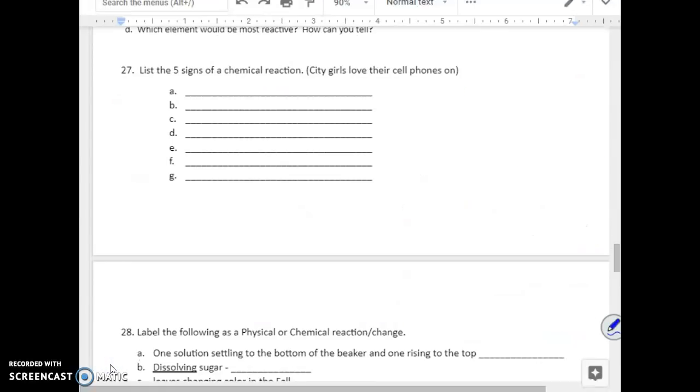Okay, number 27 is talking about the signs of a chemical reaction, and this says 5 signs. It's actually 6. We learned the mnemonic device: City girls love their cell phones on. The first C for city isn't one of the signs. It just stands for chemical change, which always forms a new substance.